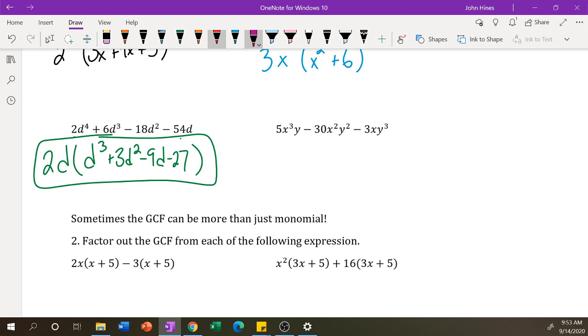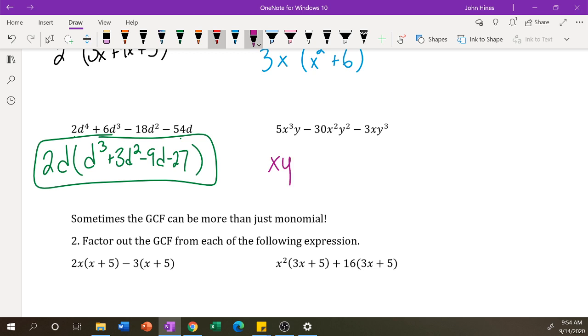And finally, look at the numbers, 5, 30, and 3. There is a greatest common factor, it's the number 1, but we don't really write out a GCF if we're just factoring out a 1. So let's look at our variables, x to the third, x squared, and x. Everybody's got an x they can lose. Y squared, y, everybody's got a y they can lose.